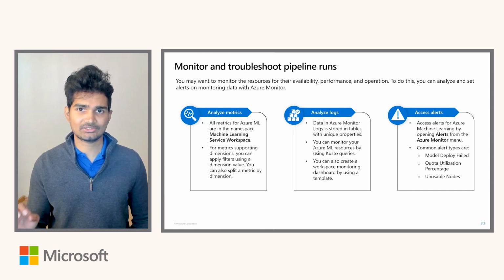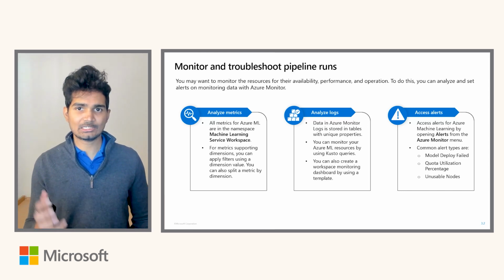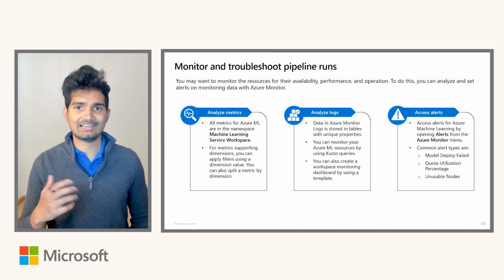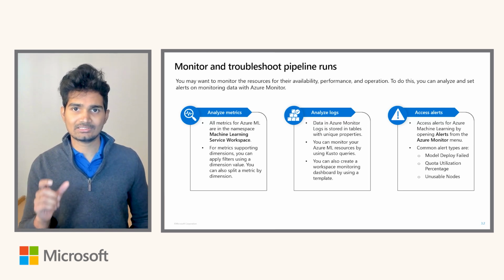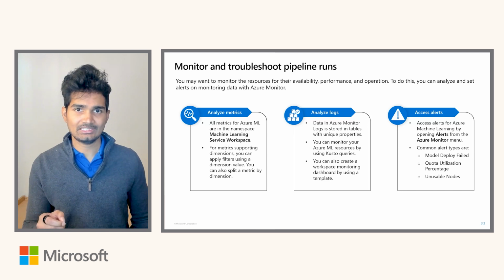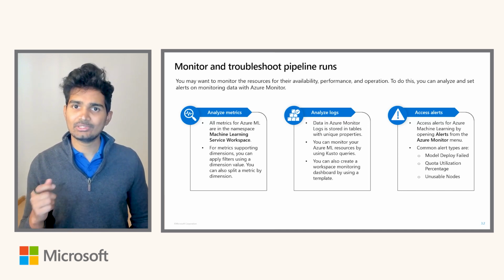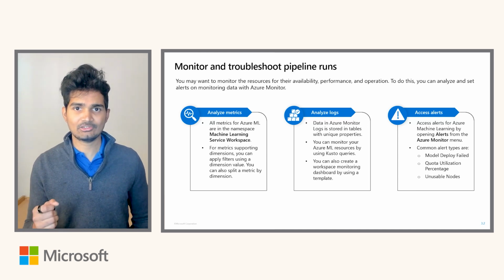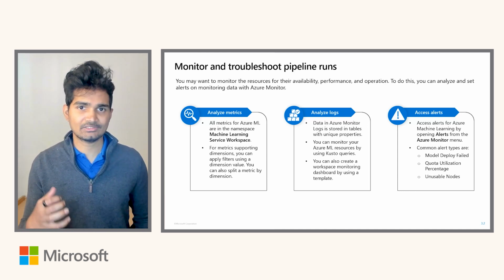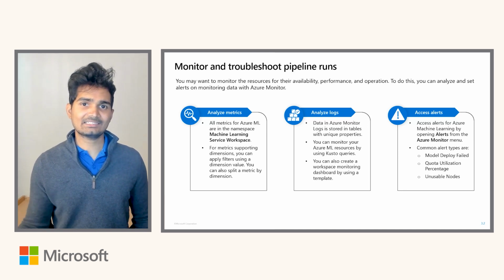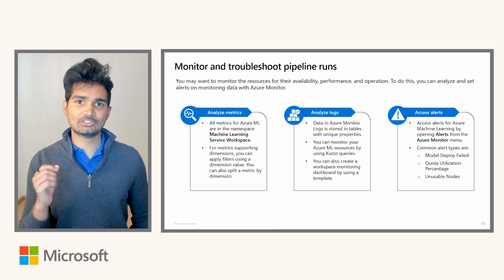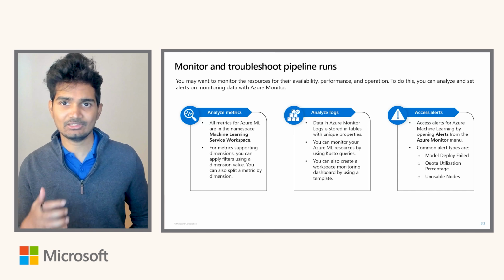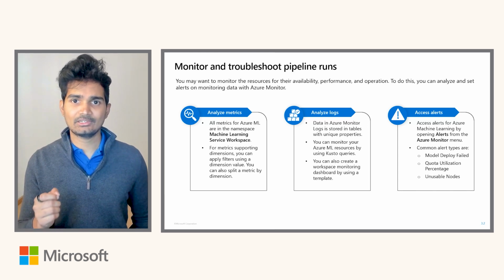To visualize metrics, use Azure Monitor to create dashboards for better visualization and analysis of your metrics. To analyze logs, logs in Azure Monitor are stored in tables, each with unique properties. You can also create a workspace monitoring dashboard using templates for a comprehensive overview. To access alerts, you can use Azure Machine Learning from the Azure Monitor menu. Common alert types include model deploy failed, quota utilization percentage, and unusable nodes.